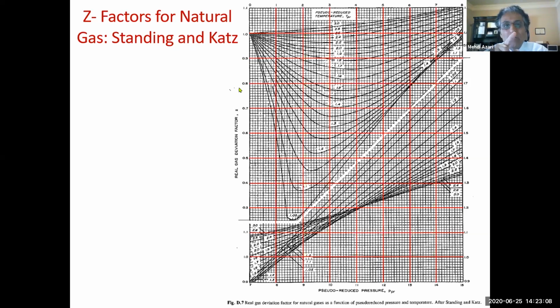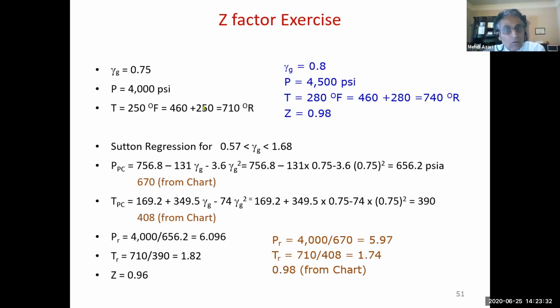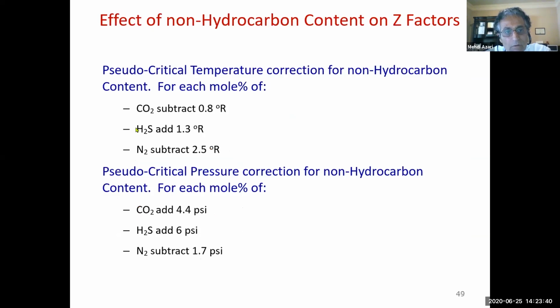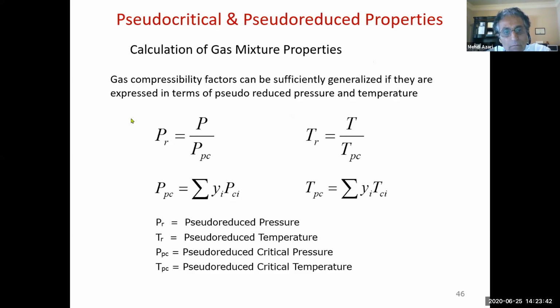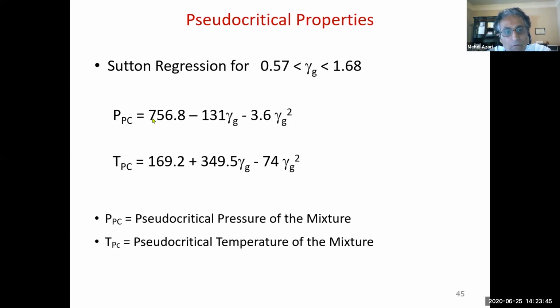So remember P multiplied by V equals ZRT, all right? So now you got Z. All of these calculations were done to get the mixture together. From that mixture, you get the critical properties, and then go there, get the reduced properties, come down to this Standing and Katz chart, get the reduced property, get the Z factor. That was the whole idea. So Z factor exercises, gamma gas, pressure, temperature, stuff like that. And then you use the Sutton, remember Sutton? Sutton regression equation for PC and TC.